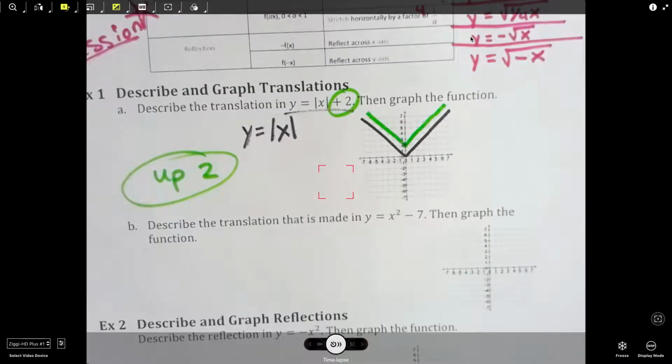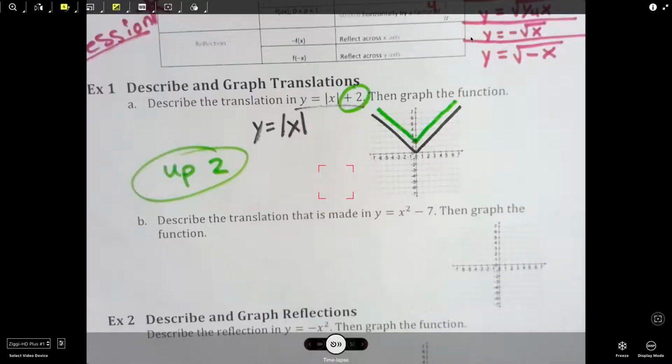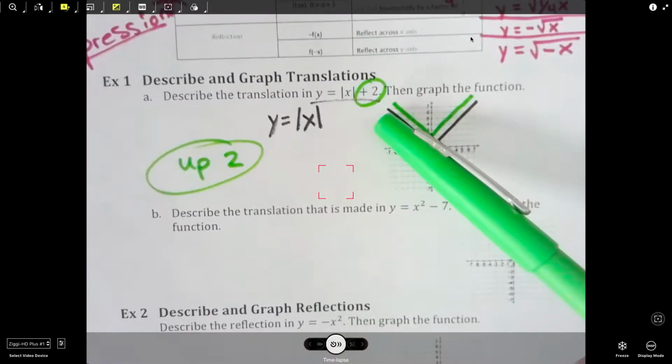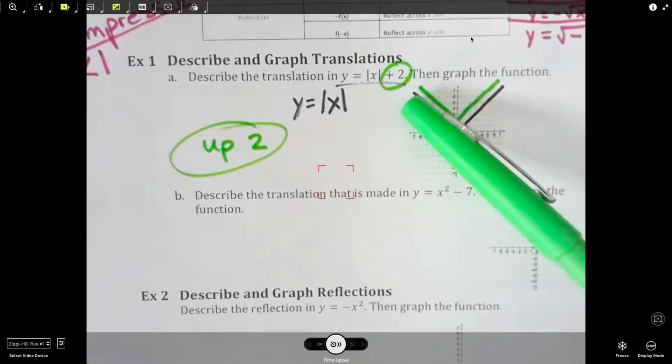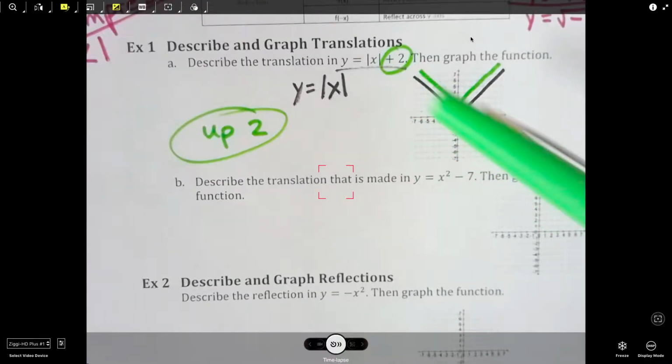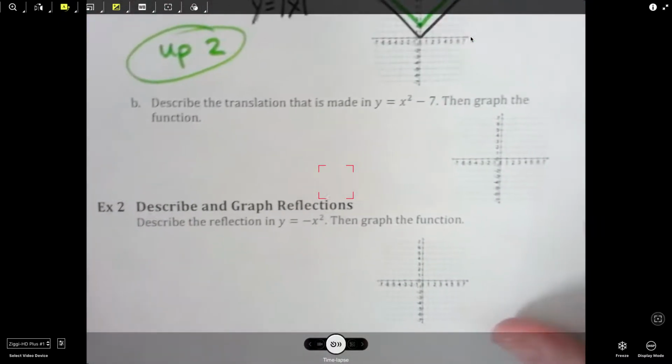That's easy. Now that you know the rules, versus me giving you this function and you having to plot points, it's so much easier now that we know the rules, right? Oh, so much easier.